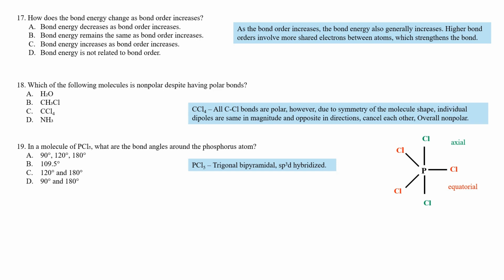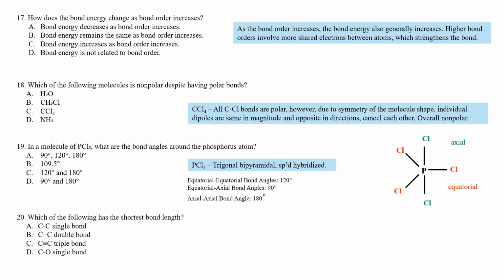Equatorial Cl-P-Cl equatorial bond angle is 120 degrees. If you consider the axial Cl-P-axial Cl bond angle, that is 180 degrees. And if you consider one chlorine atom in the axial position, phosphorus, and an equatorial chlorine, the bond angle is 90 degrees. There are 3 types of bond angles present in PCl5: 90, 120 and 180.